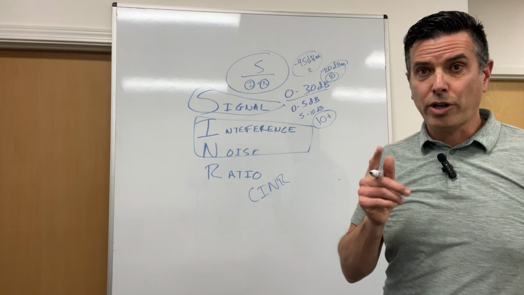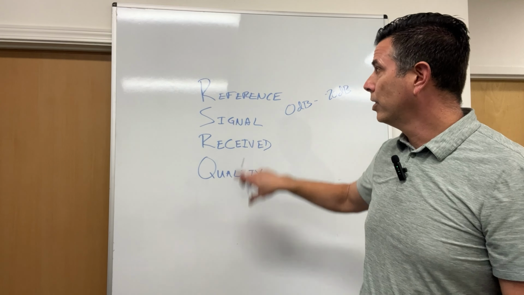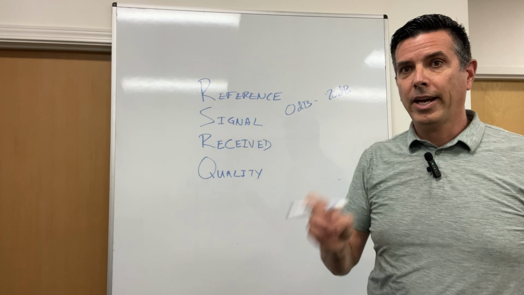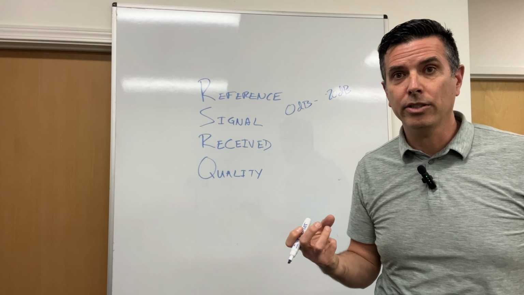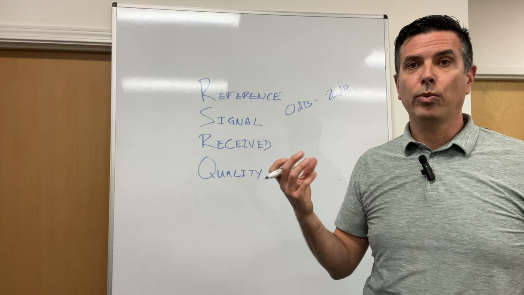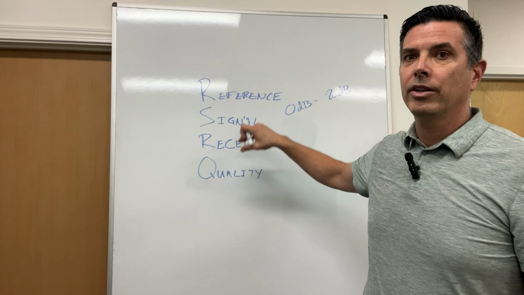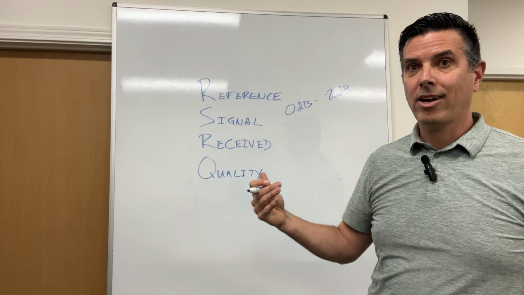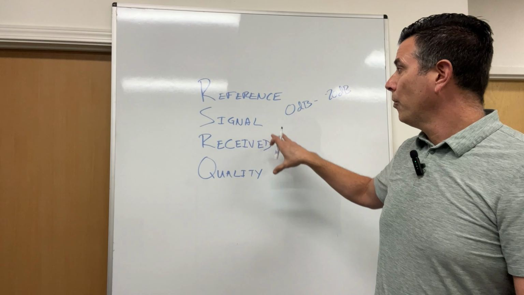Let's take a look at RSRQ. Okay, RSRQ, reference signal received quality. This is another metric that tells you how clean, how good is my signal to my mobile device, to whatever handset I'm using. We talked about RSRP, reference signal received power. How strong is my signal? We talked about SINR, how clean is it, how interference free is it, or interference laden is my signal.